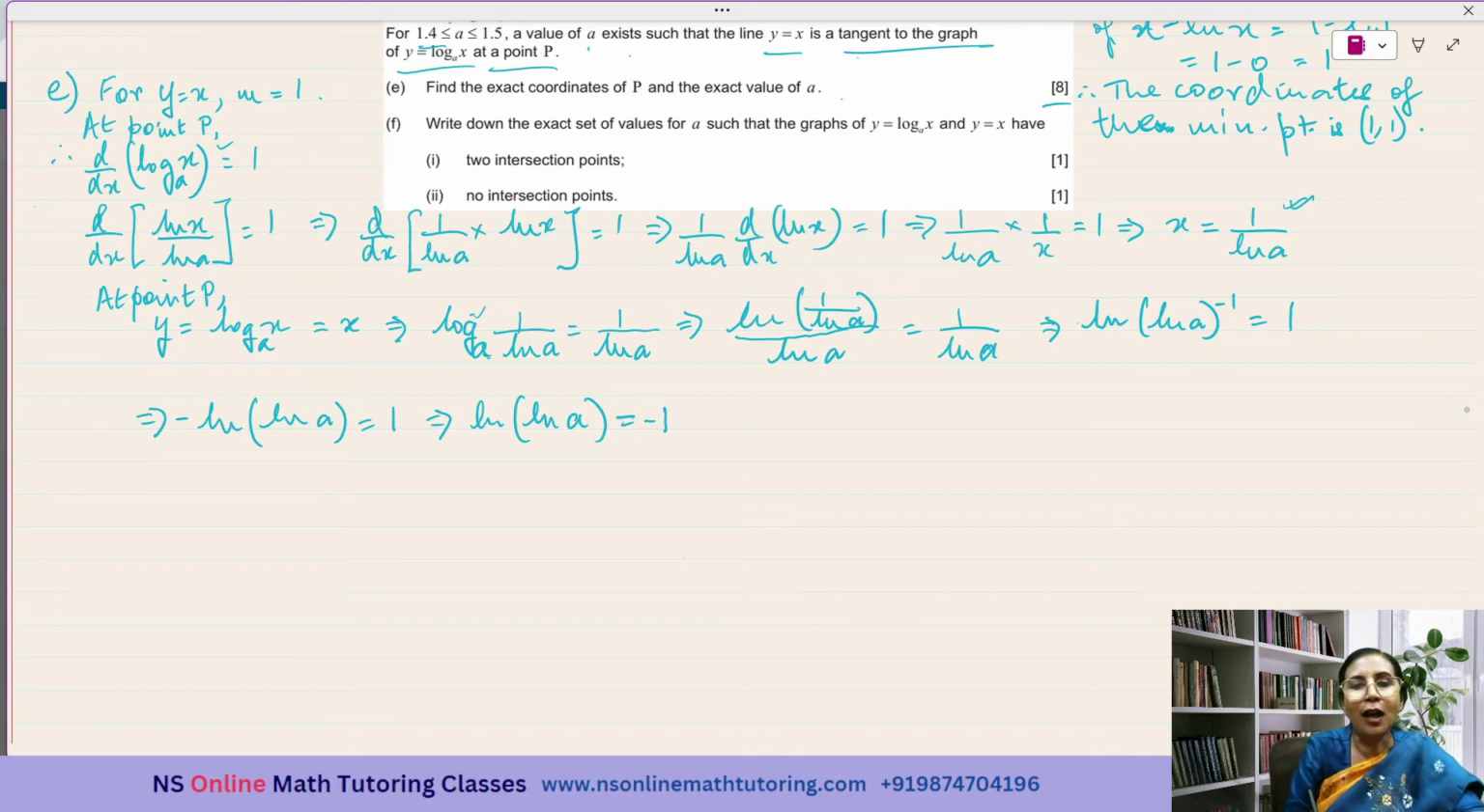Now I have to get the expression for a. So what can I do? I can just take the exponential, e to the power of. So this gives us ln of a as e to the power of negative 1. And since I have to get the value of a, again I will be taking the exponential. So a is equal to e to the power of e to the power of negative 1. And e to the power of negative 1 you can keep in this way, or you can write this as a equal to e to the power of 1 over e, because e to the power of negative 1 is 1 over e. So this is the exact value of a.